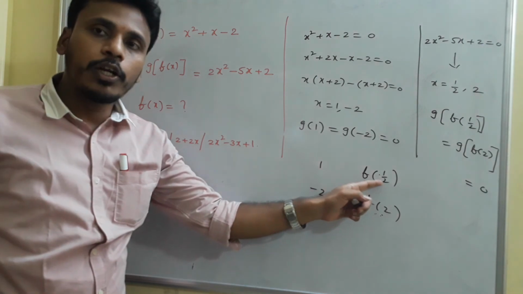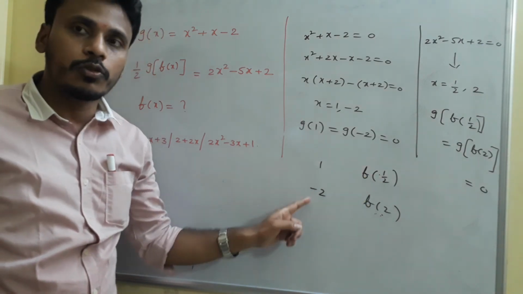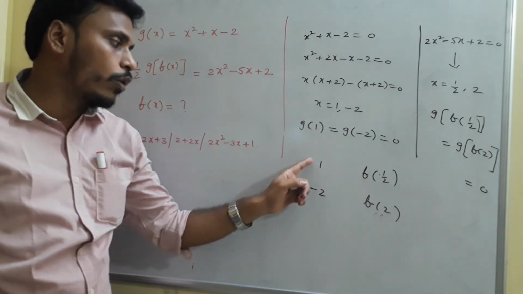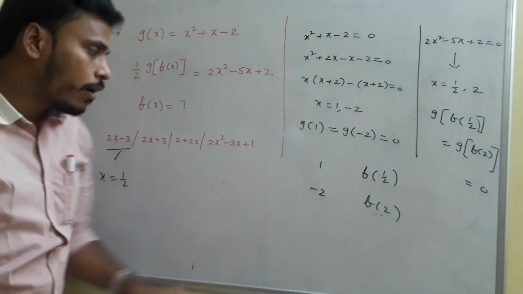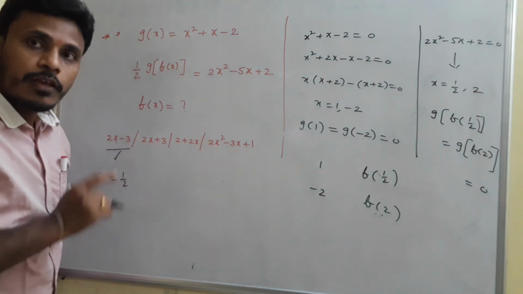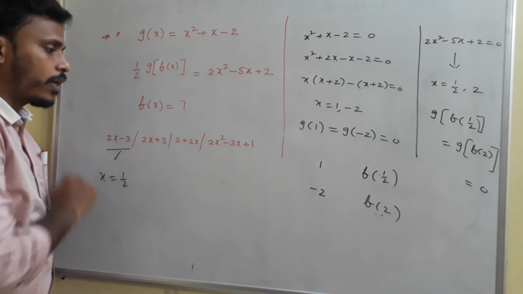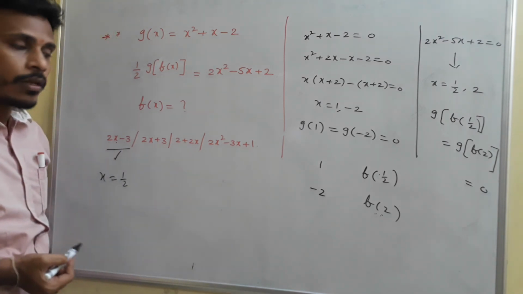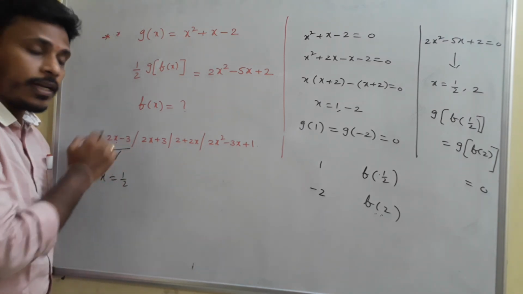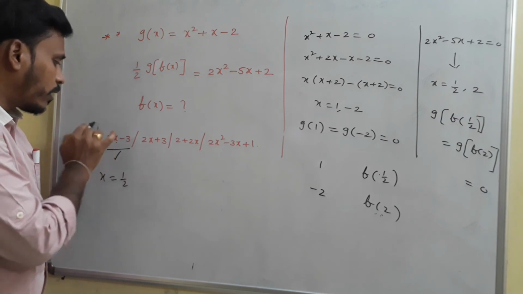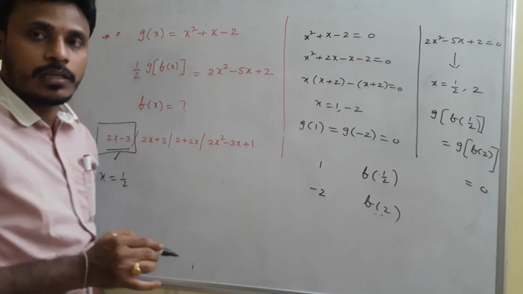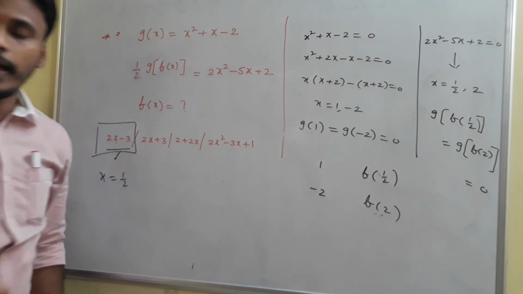So when you match f of 2 and f of 1 by 2, for f of 1 by 2, you need to get any one value among these two. For f of 2, again you need to get any one value among these two. Check from the options. If you replace x with 1 by 2, 2x minus 3 gives us minus 2. If you replace x with 2, this 2x minus 3 gives us 1. So now it is very clear that 2x minus 3 is our option. Okay, just have a look.